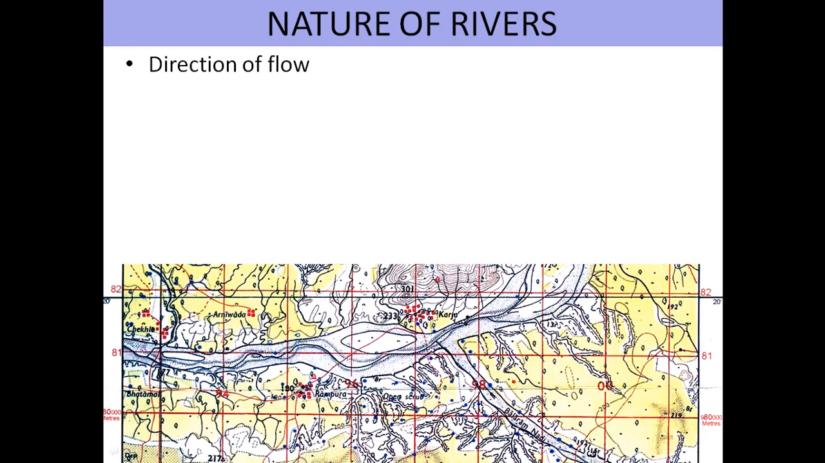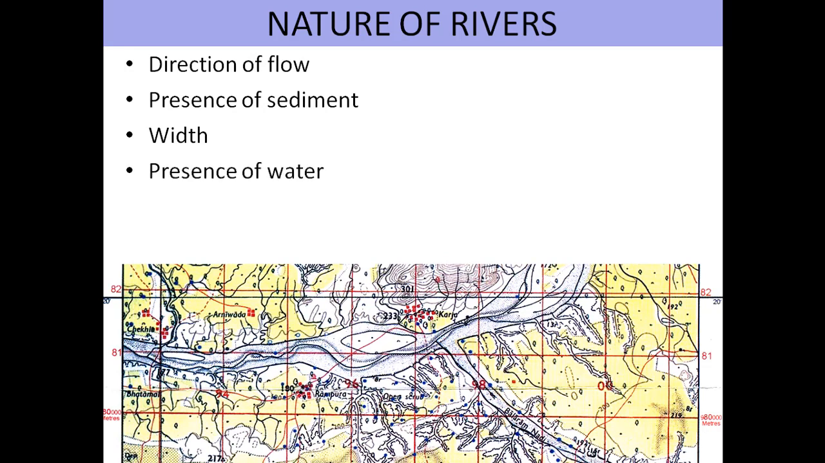Now we'll learn the nature of the rivers on a topographical map: direction of flow, presence of sediments, width, presence of water, and flowing through broken ground. As you can see in the map extract, the direction of the Banas River is from northeast to west. There are lots of black dots marked on this riverbed, which represent a lot of sediment present in this river. The width of the river is increasing towards the west, the direction in which the river is flowing. There is no water seen in this Banas River because this river is non-perennial in nature. It is flowing through broken ground.